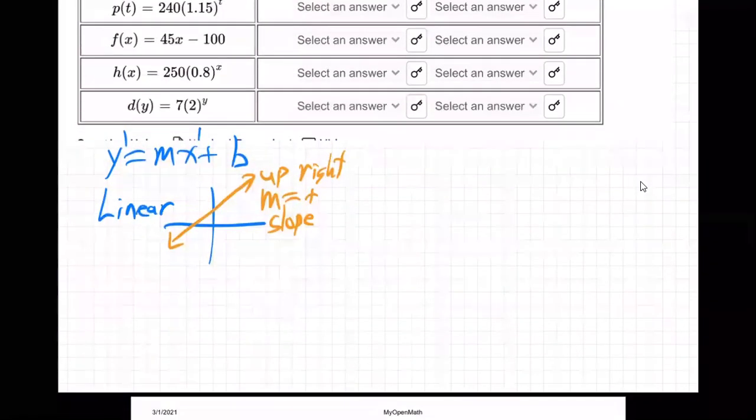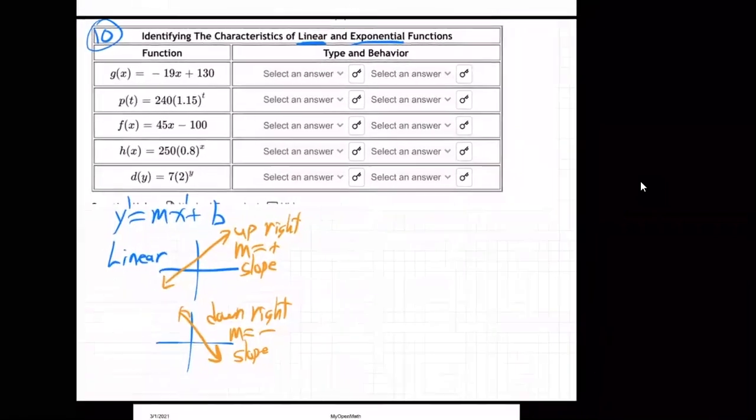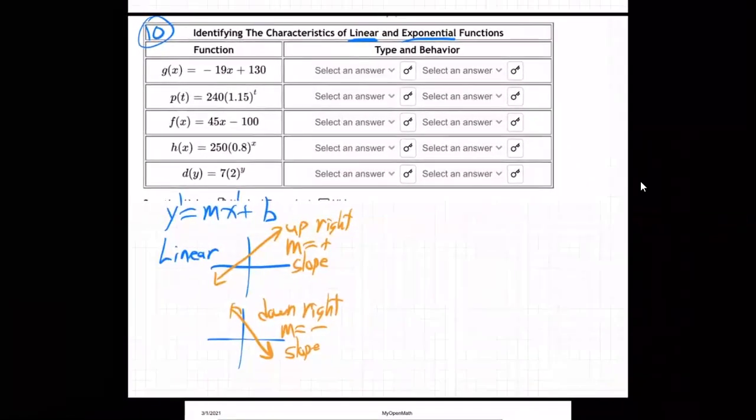I think you all know this. And the graph goes down to the right. We always mean on graphs, we always mean as you go to the right. If the m is negative, the slope is negative. So we call that, yeah, I think they call it decreasing. And then come over here and we'll do the other side.